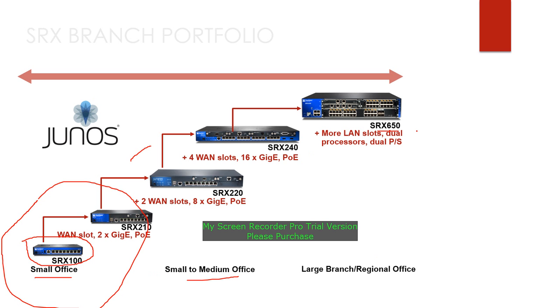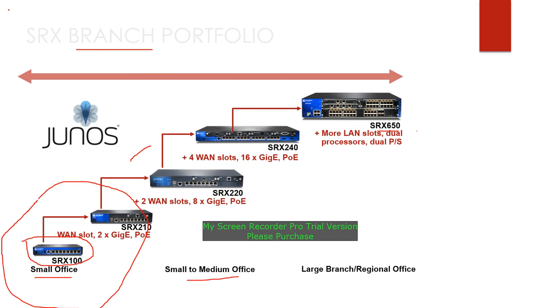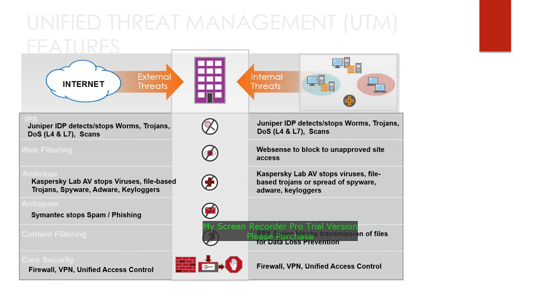So in Juniper, there is a category for Juniper SRX, from SRX 100 to 650, that is called the SRX branch portfolio, which is called the branch series. And then later on, the higher end series come into the picture, which are the SRX 1000, 1400 series, 3000 series, and 5000 series, which are high level devices.